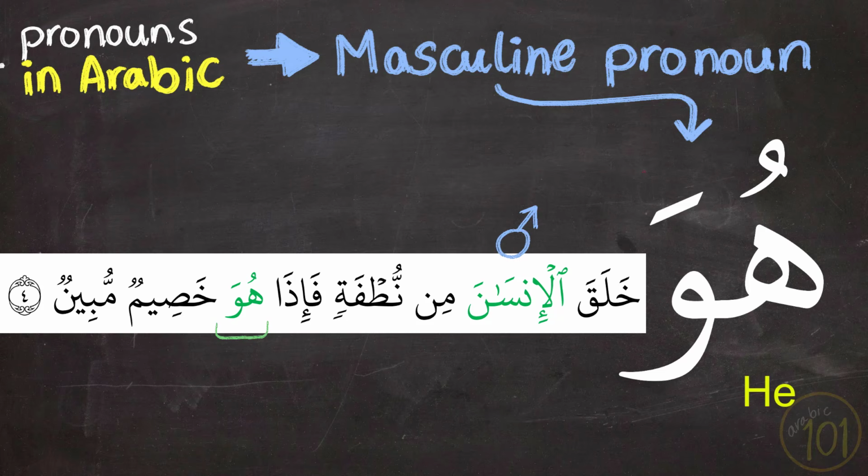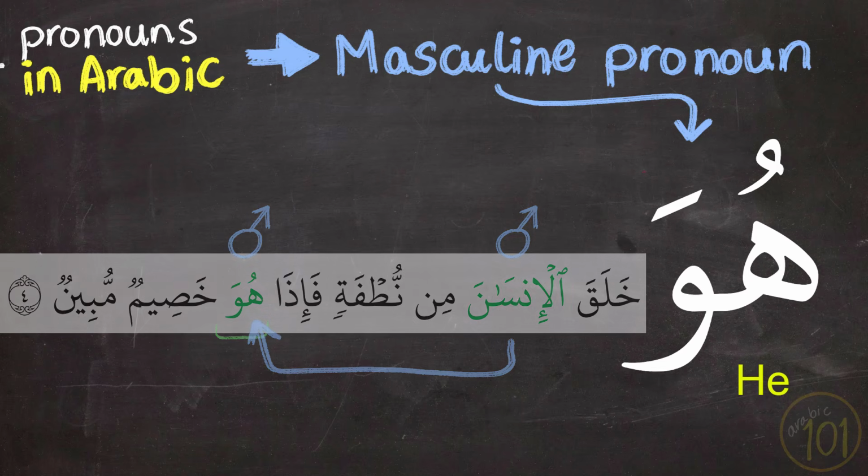Here we see the word huwa, which refers to the masculine noun that was mentioned before. It is the word al-insan, which means the human. So in order to refer to this masculine noun, we use the word huwa.